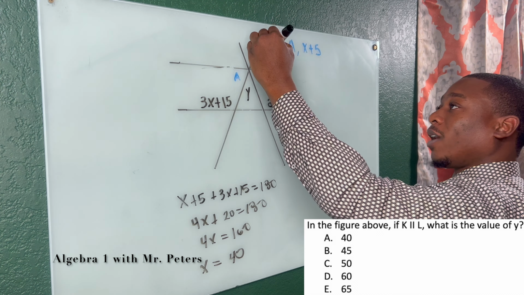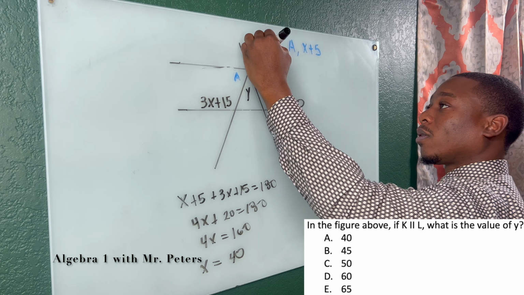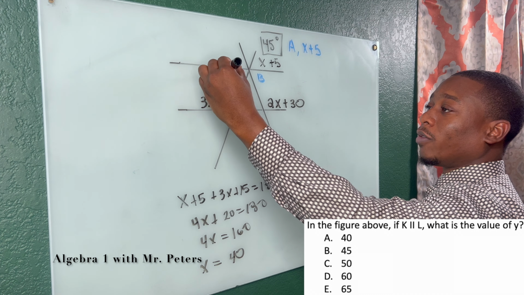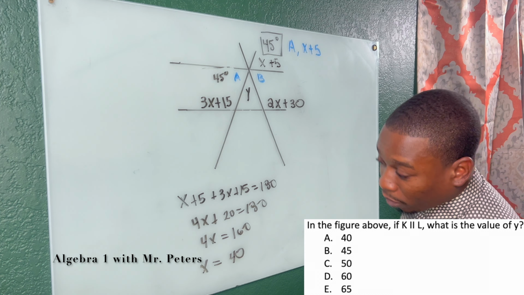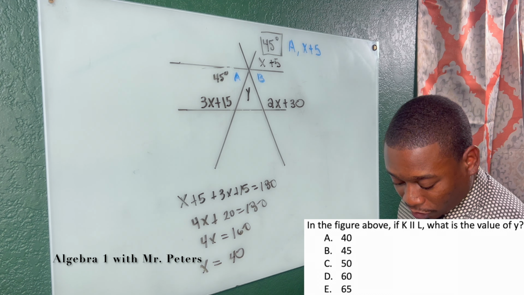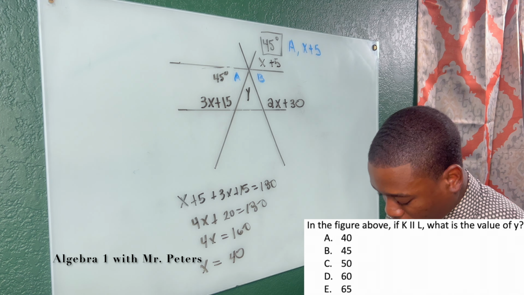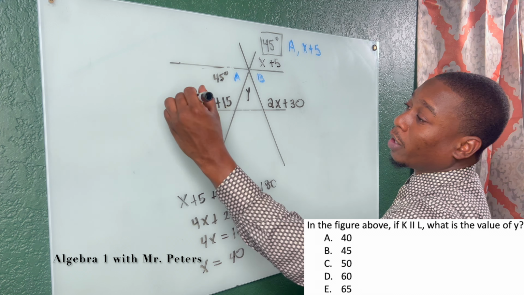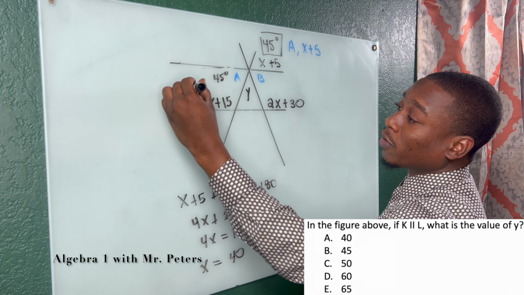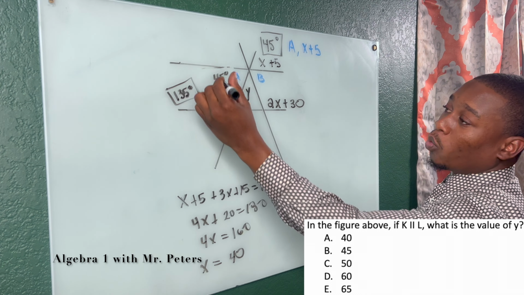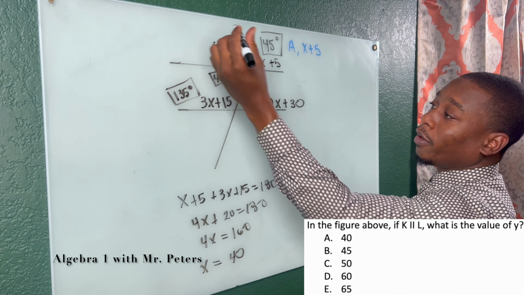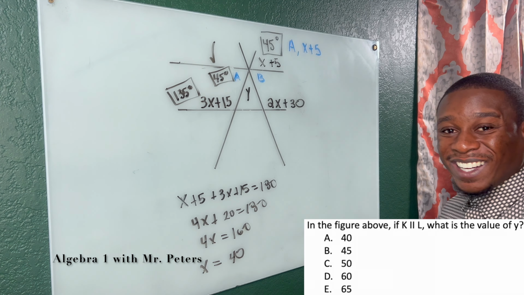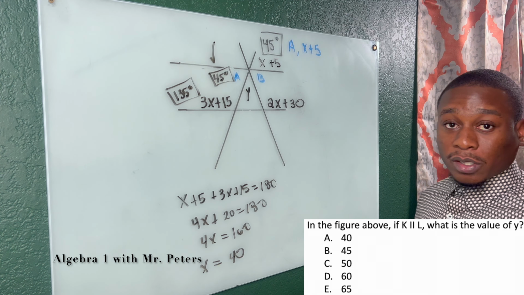That means that this angle is 45 degrees, and the vertical angle A from this is also going to be 45 degrees. And once I plug in 40 for x here, let's just make sure we get this right. So we have 3 times 40 plus 15. We're going to get 135 degrees for this angle here. So when I add 135 and 45, that is going to give me 180 degrees. So we're good on this side so far.